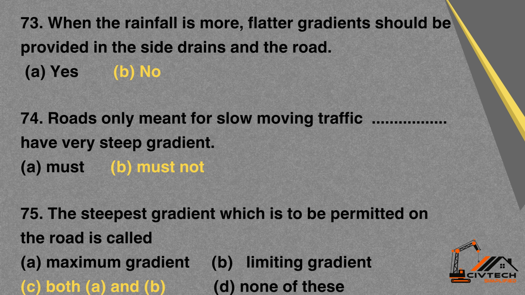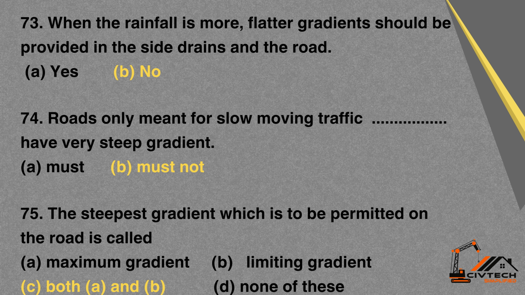73. When the rainfall is more, flatter gradients should be provided in the side drains and the road. A. Yes, B. No. Correct option, B. No. 74. Roads only meant for slow-moving traffic A. Must, B. Must not, have very steep gradient. Correct option, B. Must not.